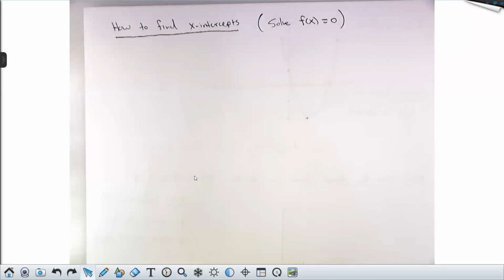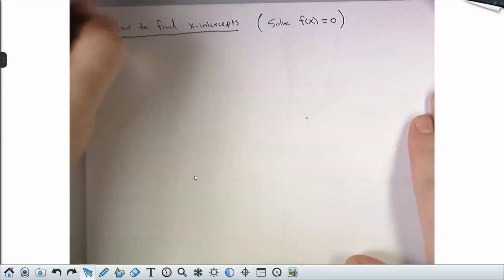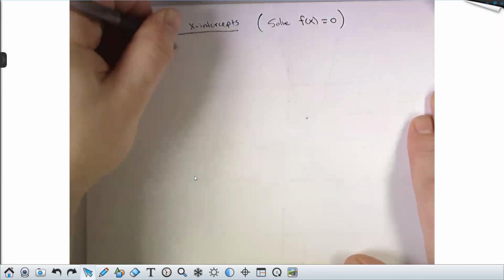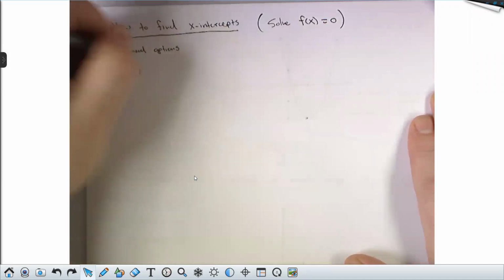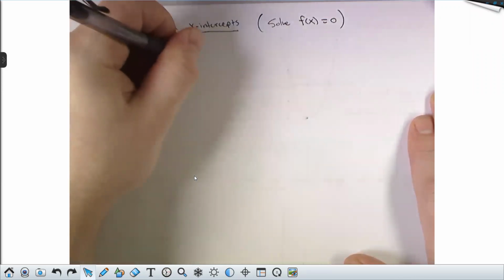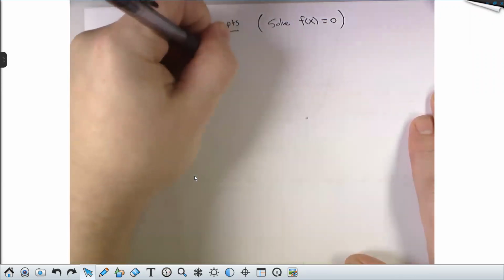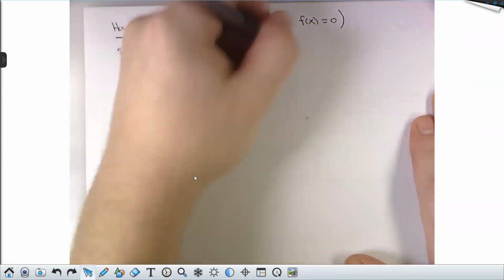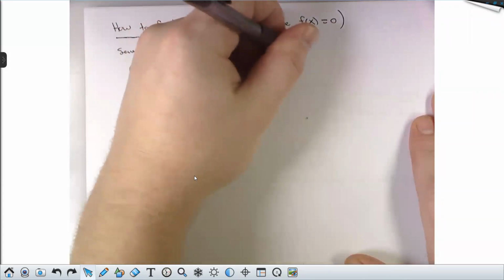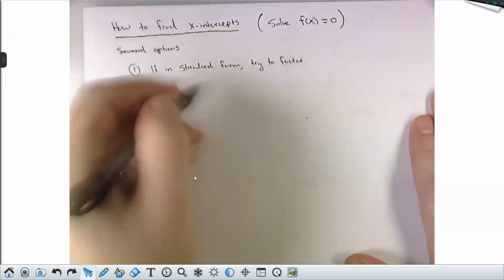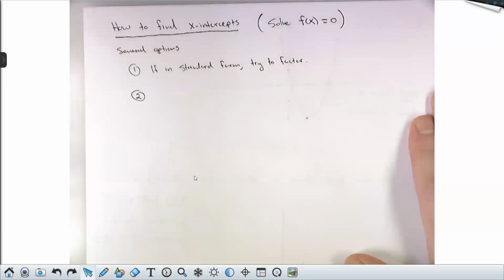The main strategies, so you've got several options. One, if in standard form, you can try to factor. I'll show you how to factor and how that gives you the x-intercepts.